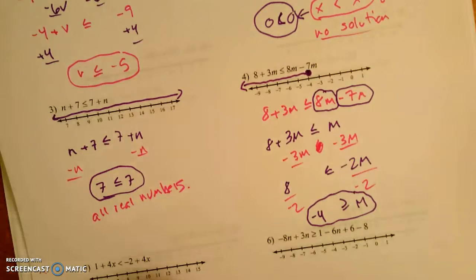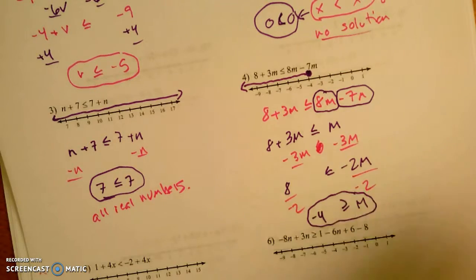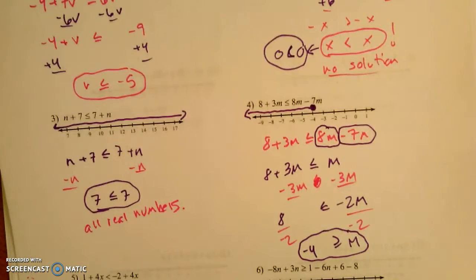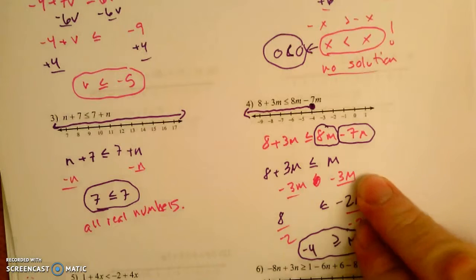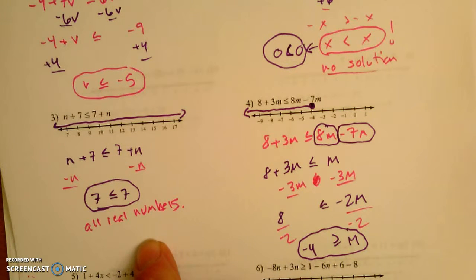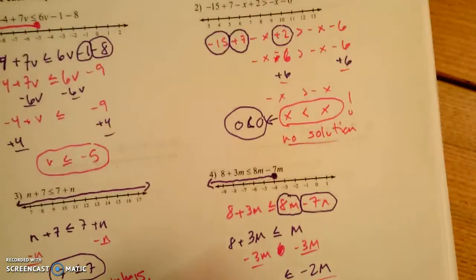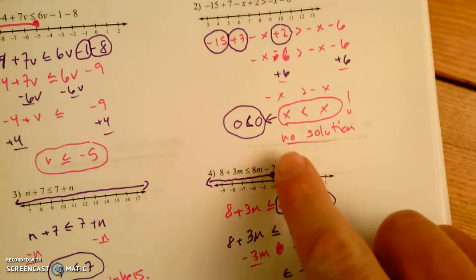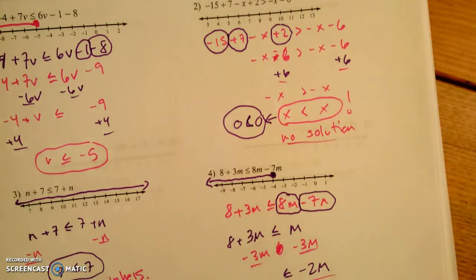All right. Remember, you're going to come into all three kinds of situations. Situations where, like these two, you have a specific answer, a specific set on the number line. You've got this case here, where all the variables go away and you have a true statement left over. In that case, you've got all real numbers. Up here, you have situations where all the variables go away and you're left with a false statement. In that case, there's no solution.